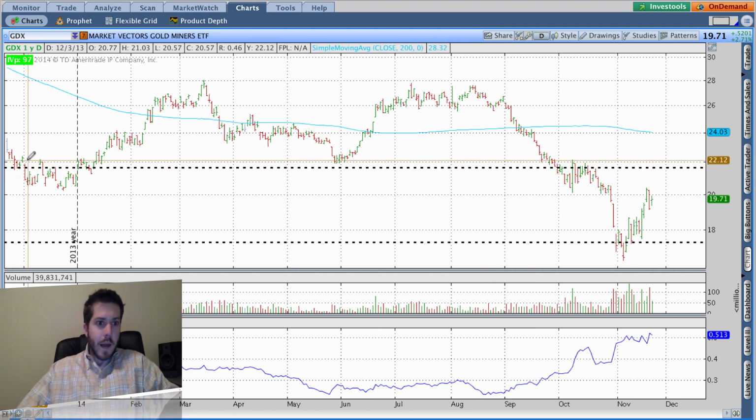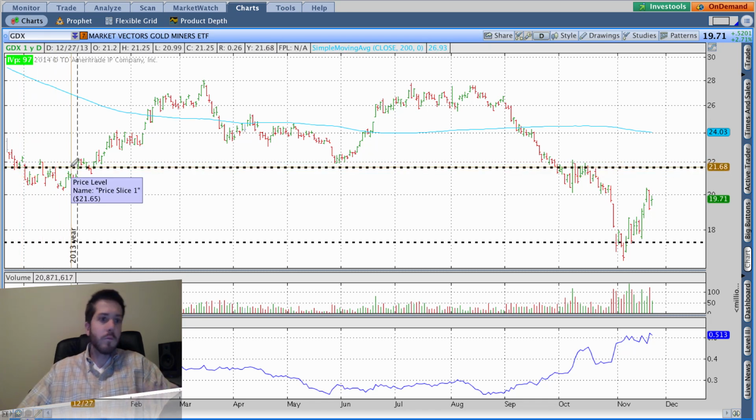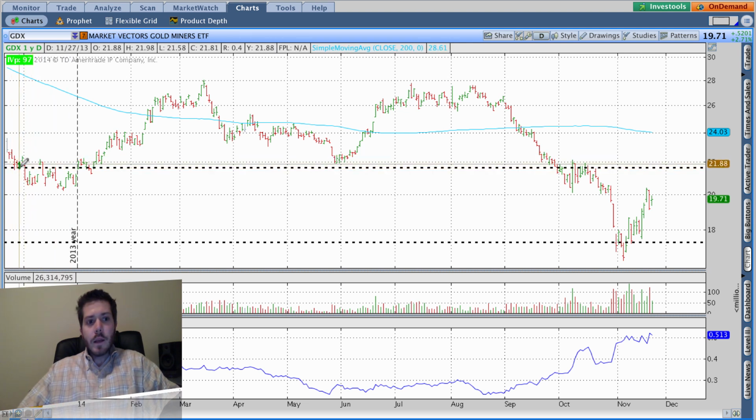Back in the early part of, or what was that, that was late 2013. So in December, we saw a lot of congestion in this particular area, right around the 2150 area. There's a lot of congestion right here. It broke down through it. It acted as quite a bit of resistance for the entire month. It finally broke above it, retested that resistance turned support, and popped strong.